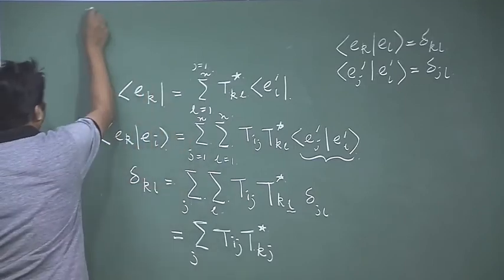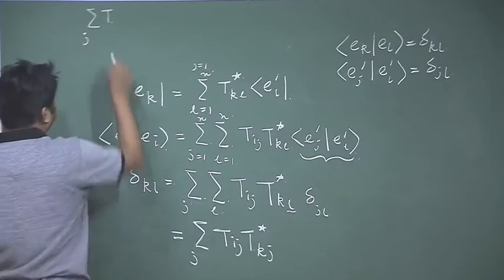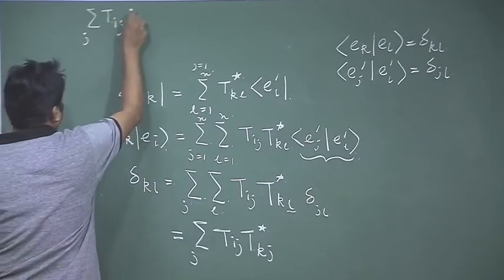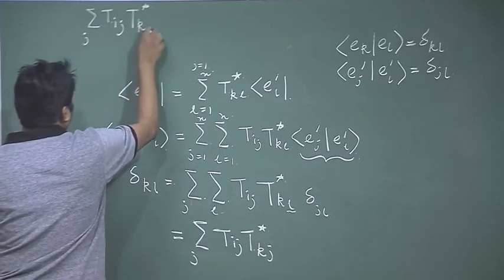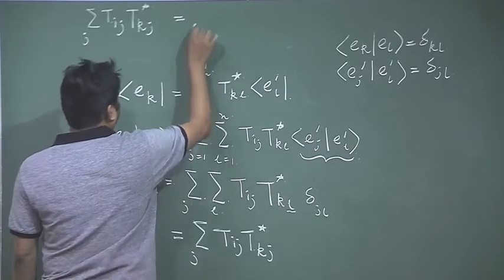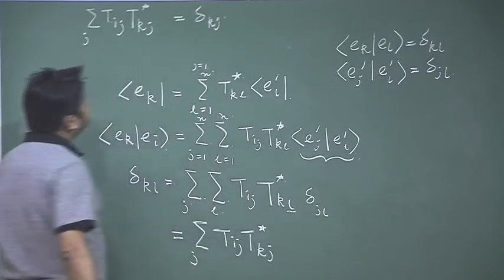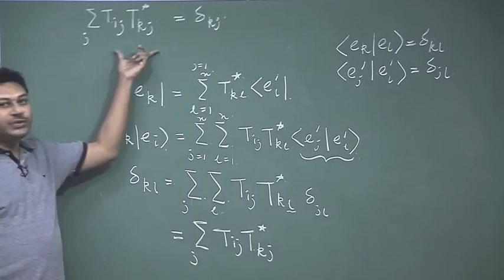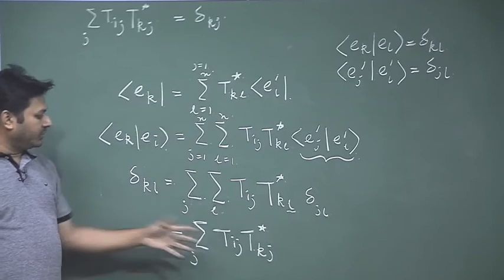So finally I have I_j T_j^* T_kj^* = δ_kj. This equation I got by putting in all the conditions.